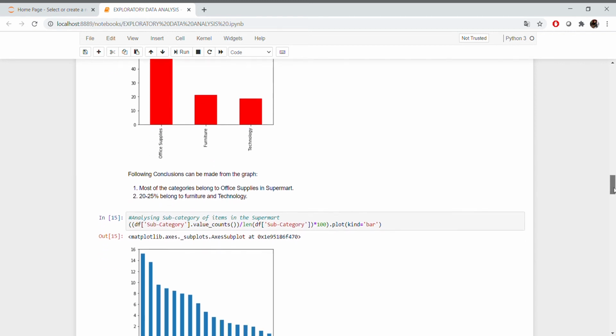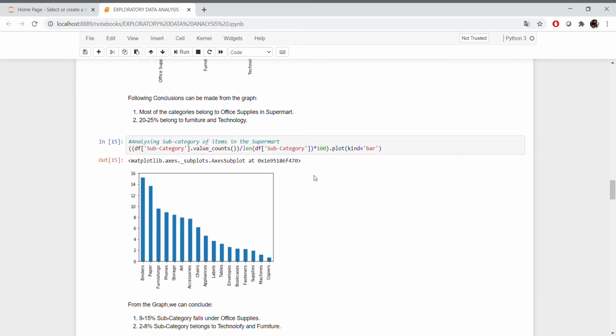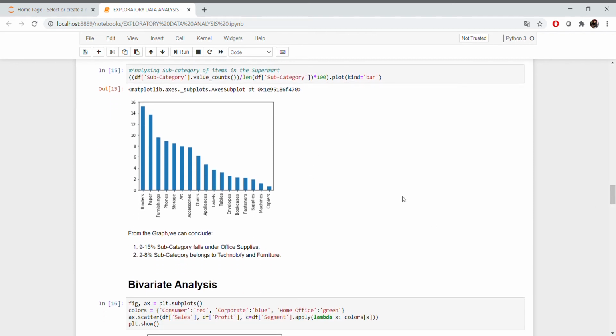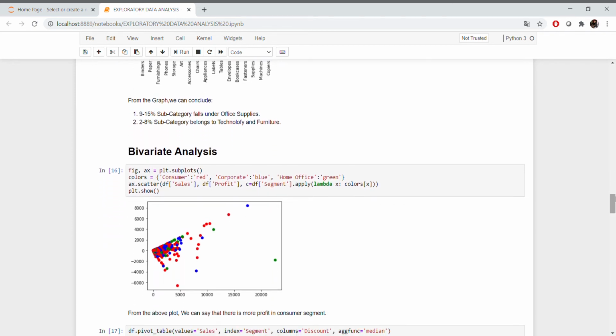Now we will be analyzing the subcategory. This is the graph for subcategory. So we can see that binders and papers are all office supplies, chairs and tables are furniture, and mobile phones and machines belong to technology. From this graph also we can say that 9 to 15% of subcategories fall under office supplies, while only 2 to 8% belong to technology and furniture. Now this is all for univariate analysis.